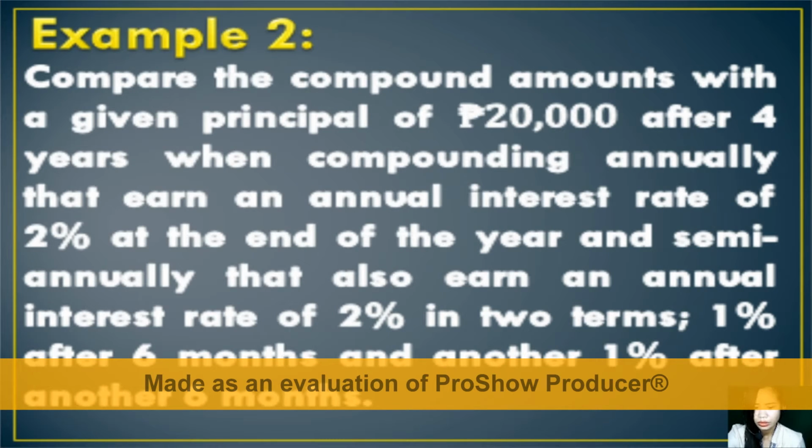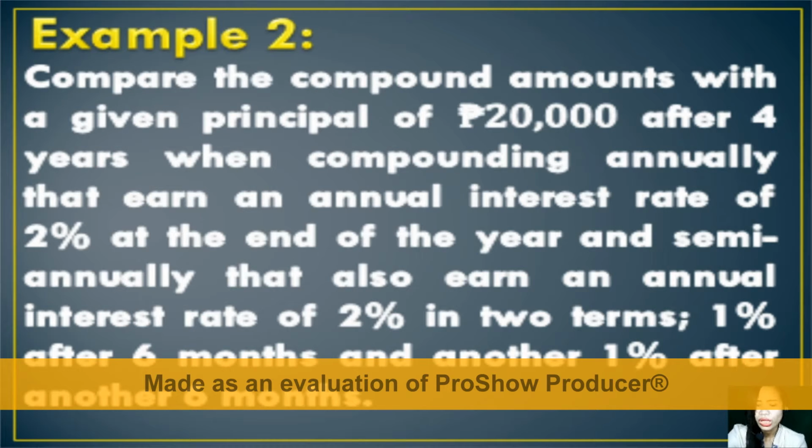Second example: compare the compound amounts with a given principal of 20,000 pesos after 4 years when compounding annually, earning an annual interest rate of 2% at the end of the year, and semi-annually, also earning an annual interest rate of 2% in 2 terms, 1% after 6 months and another 1% after another 6 months. So how are you going to interpret the problem here?